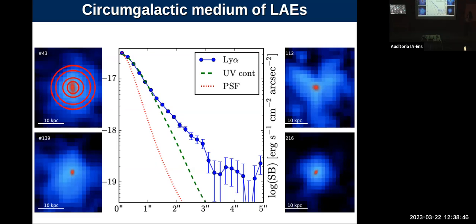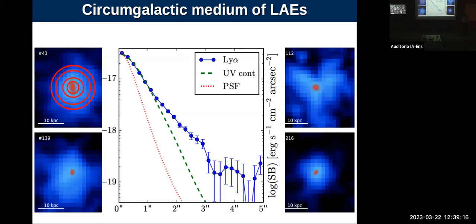This is just the radii of the single annuli that you see in this image here. And this is in blue, the Lyman-alpha surface brightness profile that is measured in individual Lyman-alpha emitters. And if we compare that to what is expected from a point source here in red, the PSF, you see that the Lyman-alpha surface brightness profile is very much extended from what is expected from a point source. However, at larger scales, these measurements become very noisy.